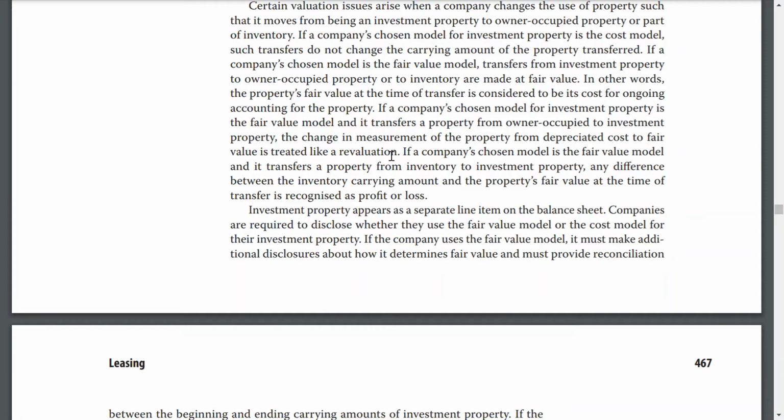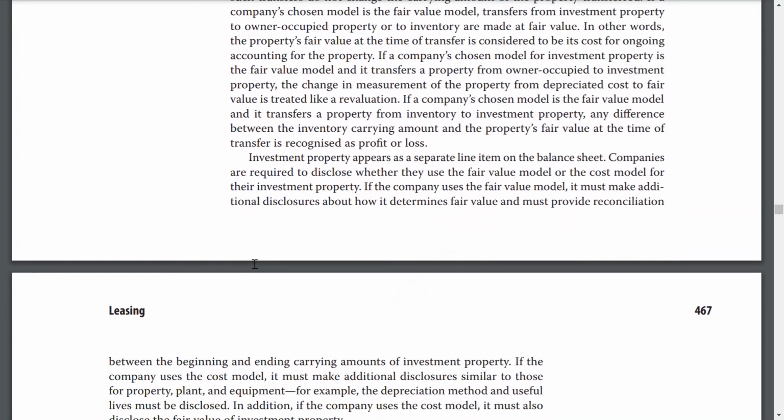If a company uses the fair value model and it transfers a property from owner-occupied to investment property, the change in measurement of the property from depreciated cost to fair value is treated like a revaluation. If a company's chosen model is the fair value model and it transfers a property from inventory to investment property, any difference between the inventory carrying amount and the property's fair value at the time of transfer is recognized as profit or loss. Investment property appears as a separate line item on the balance sheet.